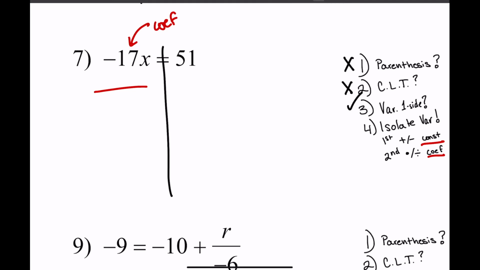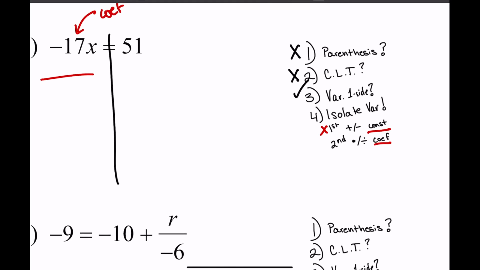That is the variable's boyfriend or girlfriend. It's not a constant.